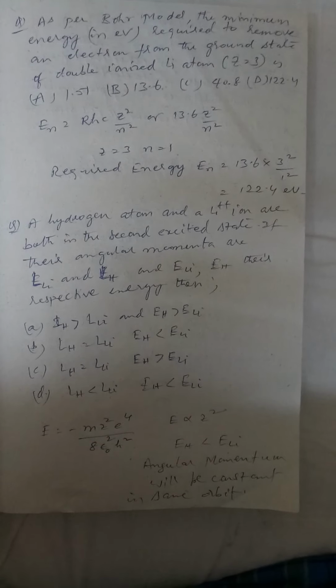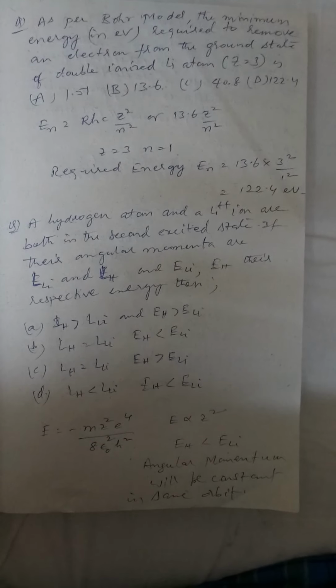See, as per the Bohr's postulate, the angular momentum in a particular orbit is constant. So here both are in the second excited state. So it will be nh by 2 pi. That constant is nh by 2 pi. h by 2 pi is a constant. N is the principal quantum number. So angular momentum will be constant.